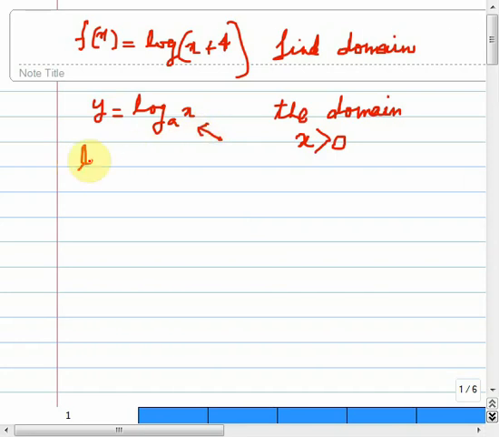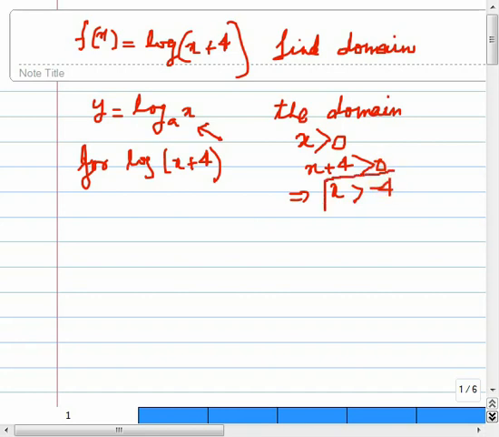So for log(x plus 4), the equation will be x plus 4 greater than 0. This will be the domain, that is x greater than minus 4 will be the domain of log(x plus 4).